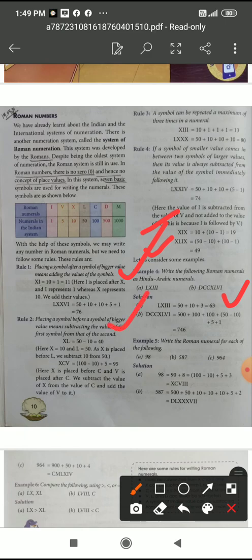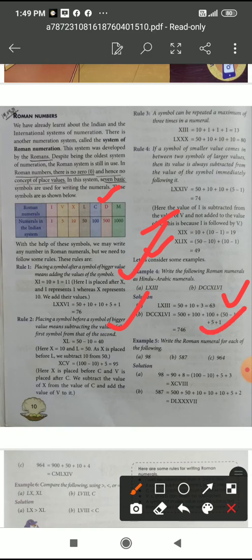Then part B. DCCXLVI. D means, children, here you see 500. Then C 100 plus 100. XL. Here you see L is greater than X. So L minus X, 50 minus 10. Then VI, 5 plus 1.